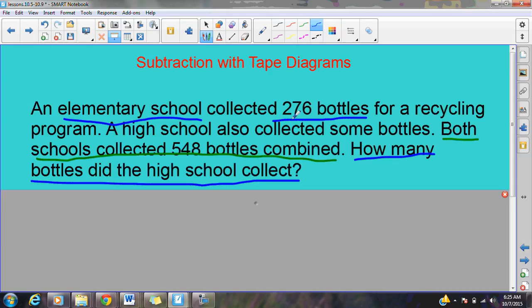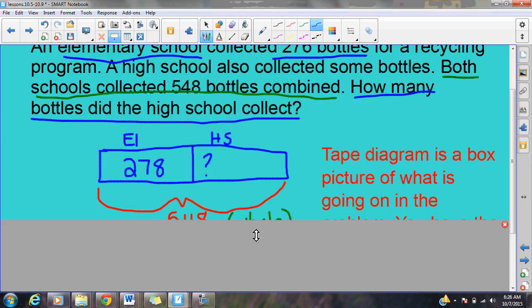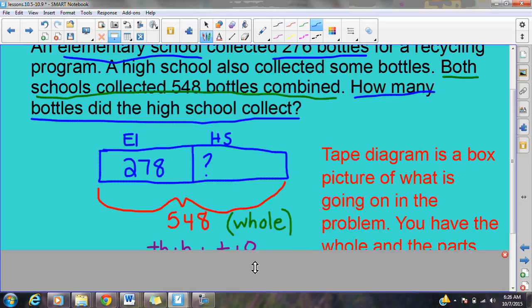What am I going to do to strategize? Well, they told me today I'm going to make a tape diagram. So in my box, I'm going to draw a tape diagram. What is a tape diagram? It is a box picture of what is going on in the problem. So you have the whole, and then you have the parts.